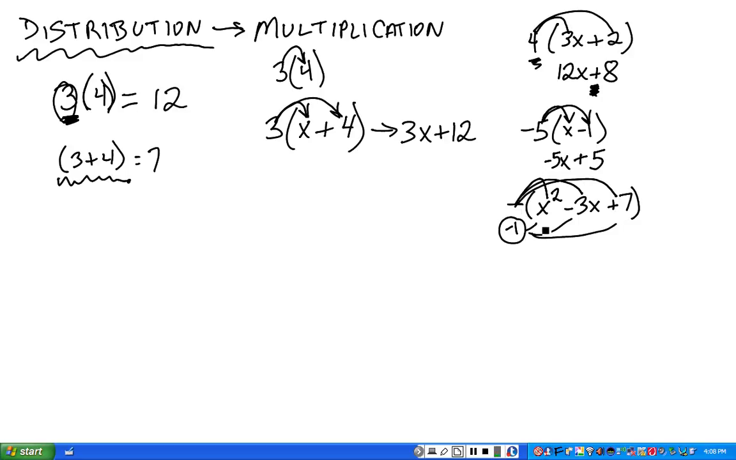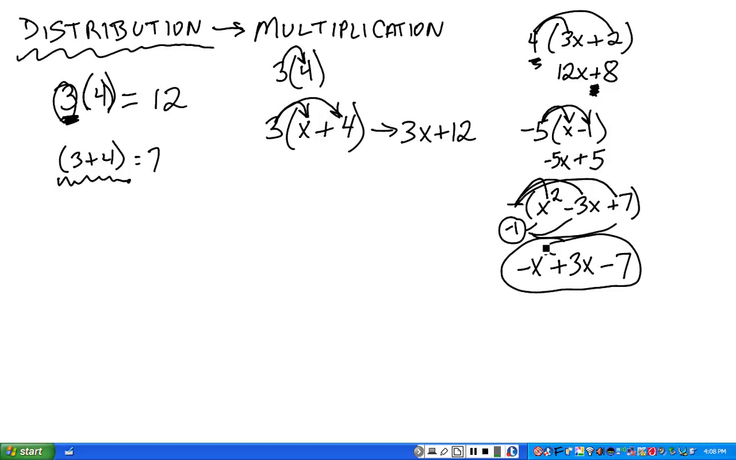So the answer we would get is simply a change of the signs for these three terms. Instead of x squared, I get negative x squared. Instead of negative 3x, I get positive 3x. And instead of positive 7, I would get negative 7. So this would be my response.